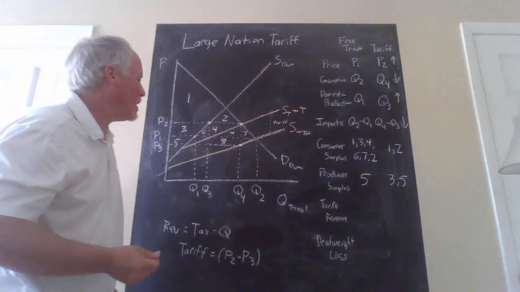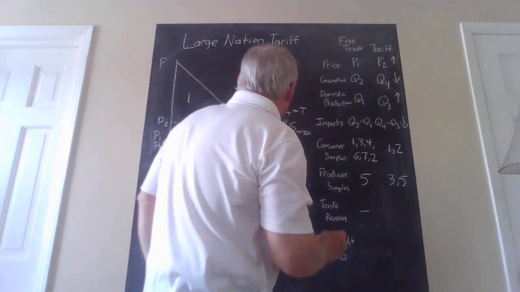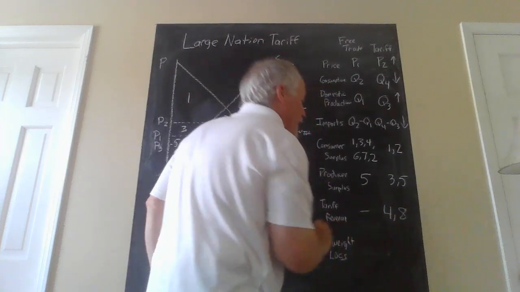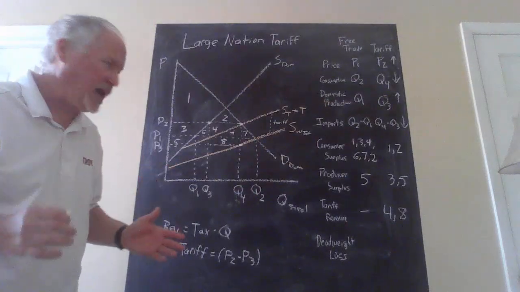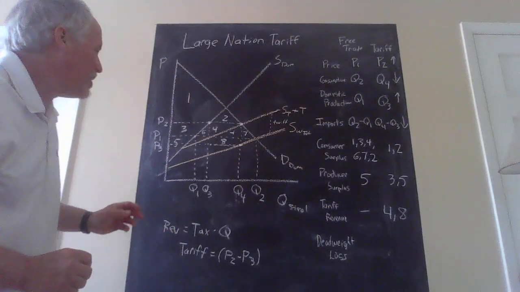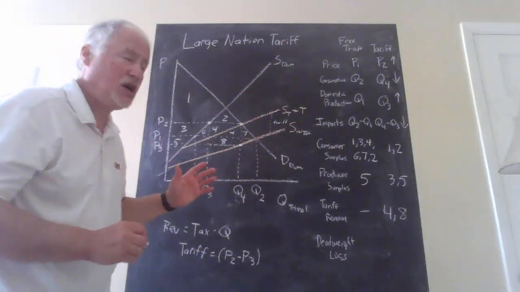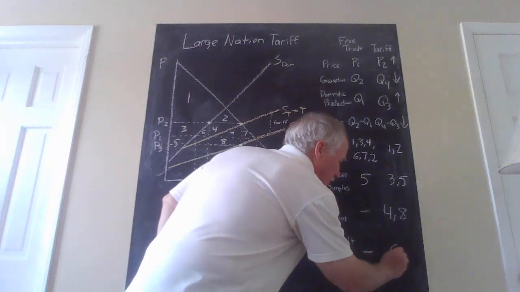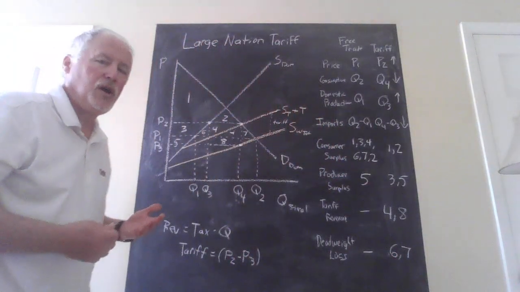And so if we want to come in here with tariff revenue, well, there was no tariff revenue in free trade, but now with the tariff, we have areas 4 and 8. And then deadweight loss. Well, we have deadweight loss. That mirrors what we saw in the small country case. It's areas 6 and 7. No deadweight loss in free trade. Areas 6 and 7 become deadweight loss with the tariff.